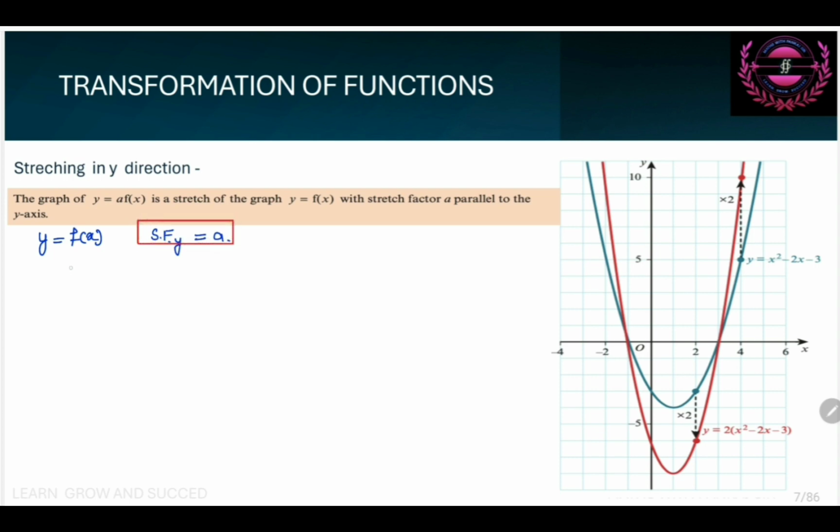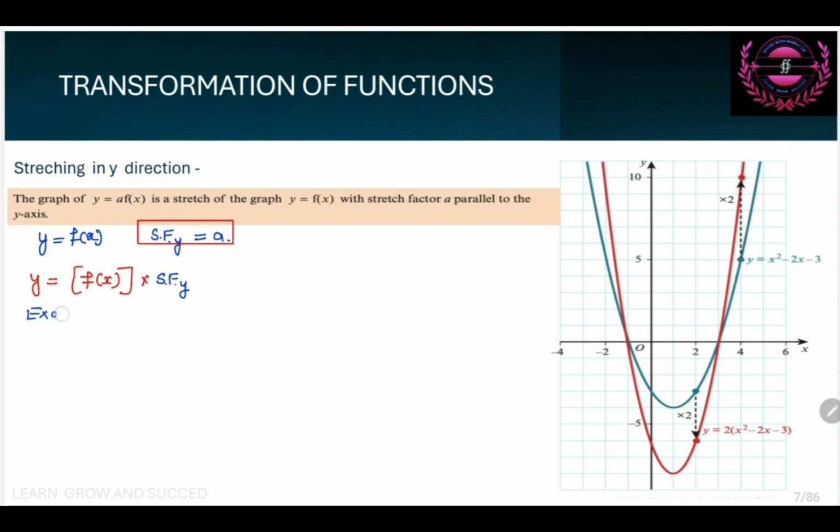what I will do is I will multiply the whole function. My graph after transformation will be the complete function multiplied with the stretch factor in y direction. Similar to what I did in translation. In translation also I added the translation vector value to the whole function. So same I will do for stretching as well. In stretching also I will multiply the stretch factor to the function itself. So as an example, let us understand.